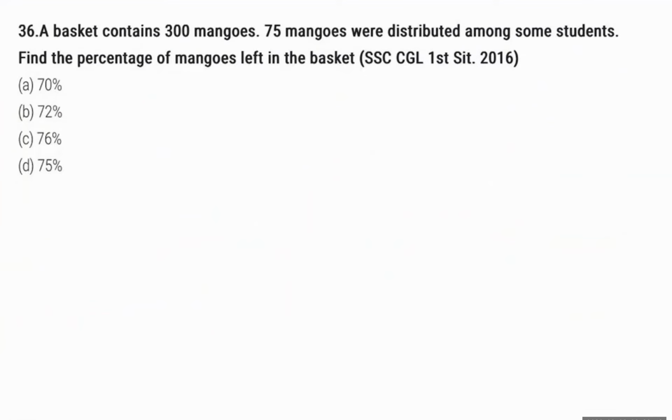Question 47 in PCM. A basket contains 300 mangoes. 75 mangoes are taken out. Find the percentage of mangoes left in the basket. 300 minus 75 is 225.